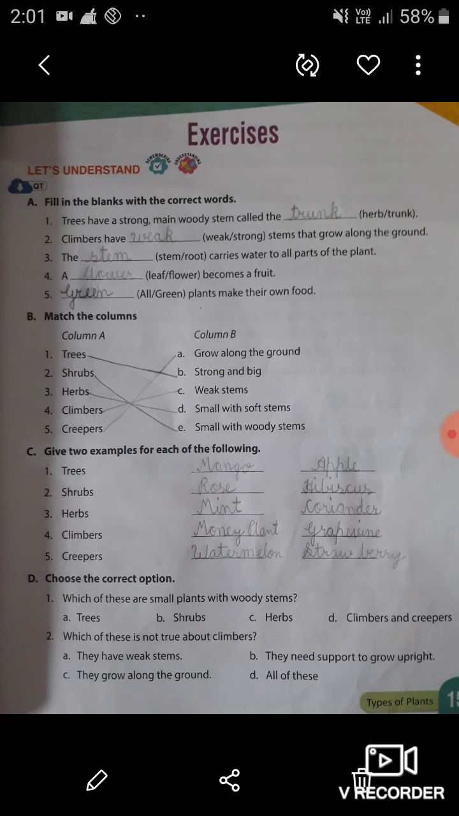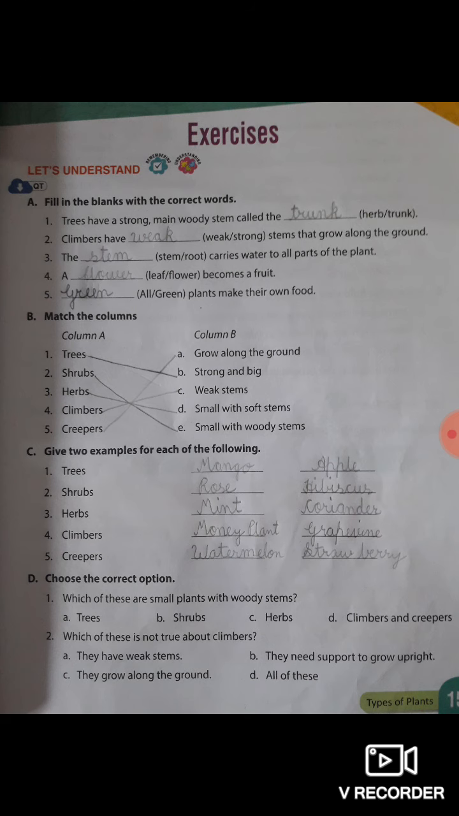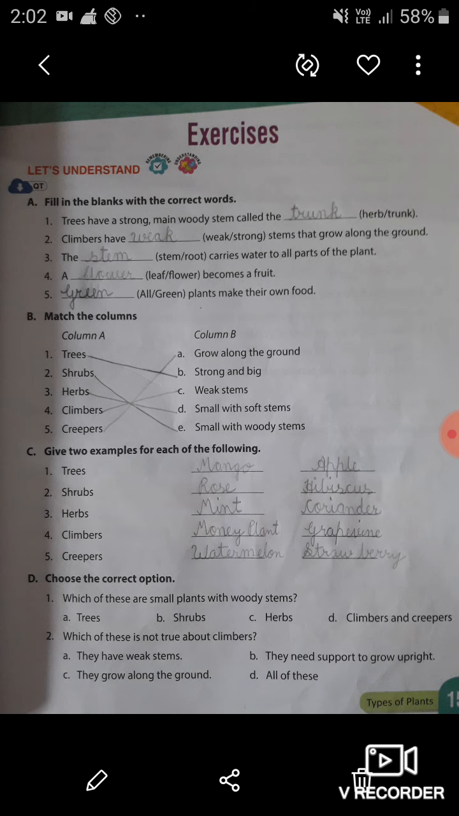Next, the third one: the blank carries water to all parts of the plant. Here two options are given, that is stem and root. So in the topic parts of a plant, you studied the function of a stem. The function of a stem is to carry water to all parts of the plant. So here our answer is stem. You have to write stem in the given blank.